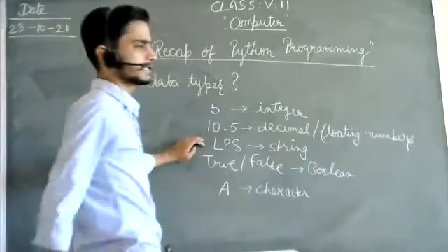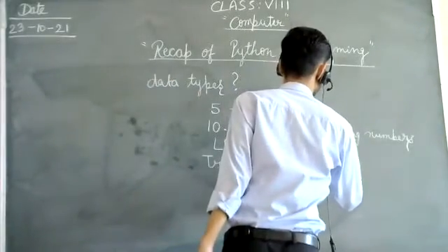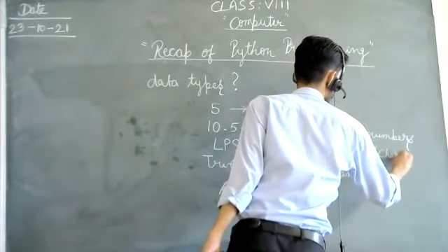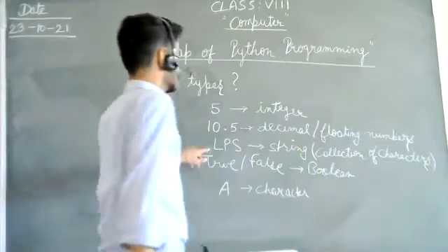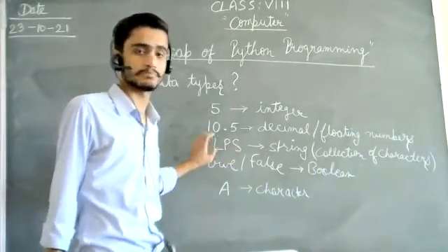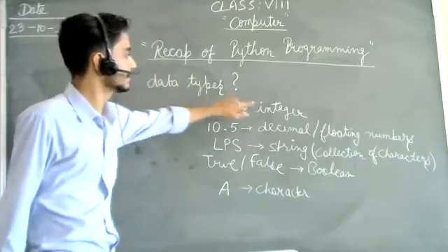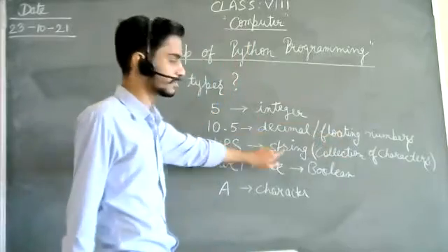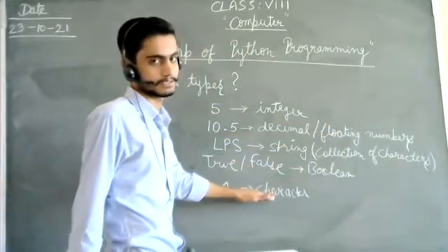Why is this called a string? Because a string is a collection of characters. L is a character, P is a character, S is a character. That means it is a collection of characters. So the data types are integer, decimal, or you can say the floating numbers, string, boolean data type, and the character.